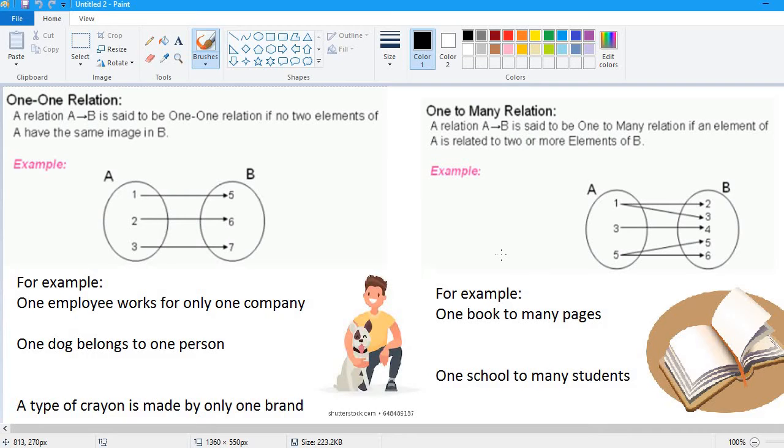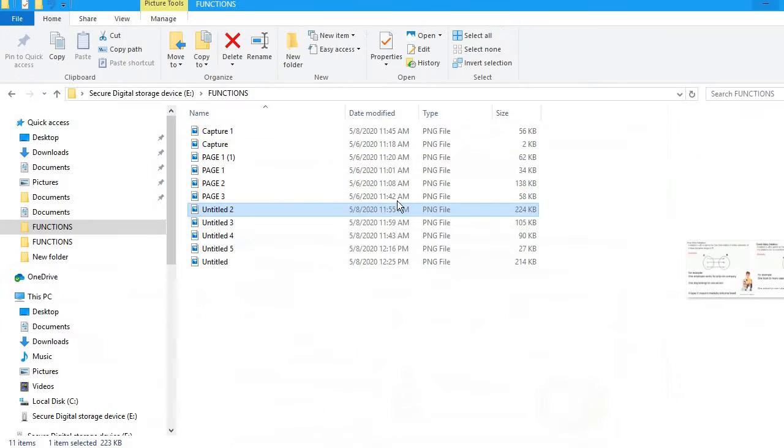All right, so how can we relate that to what we see around us? Say, for example, you have one book that has many pages, and you can have one school with many students, right? All right, so let's look at some more examples.